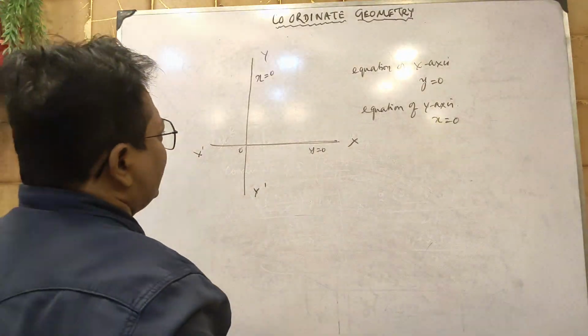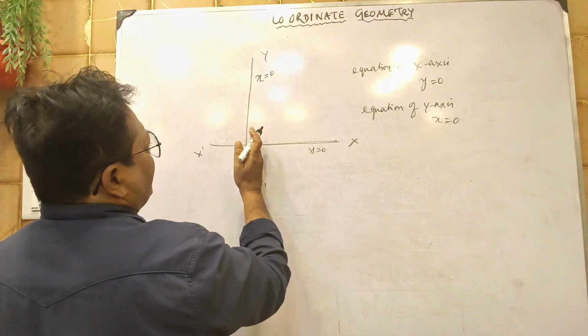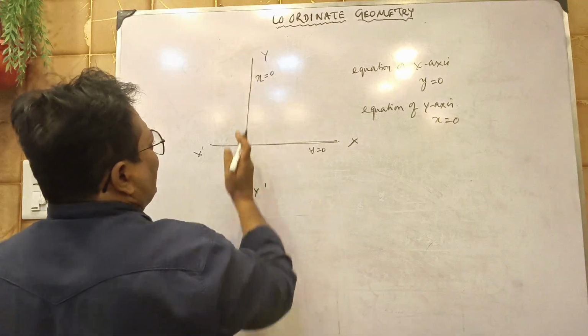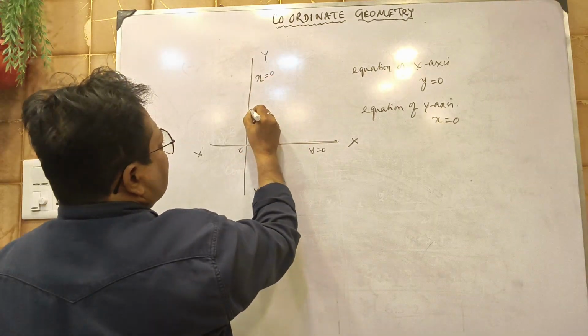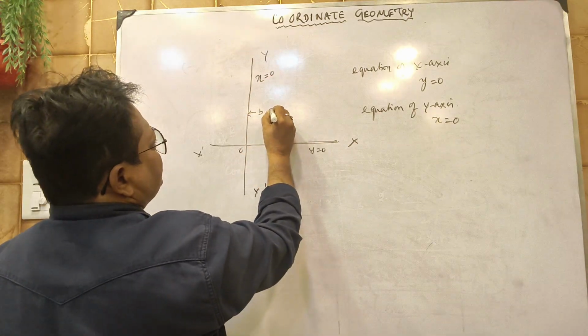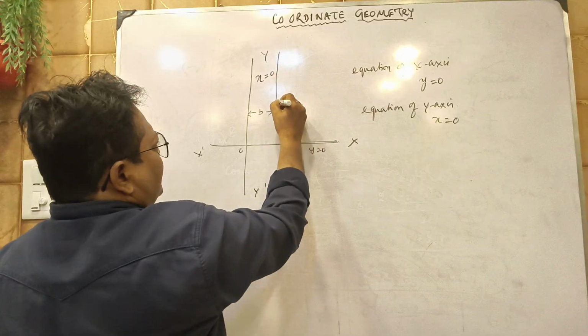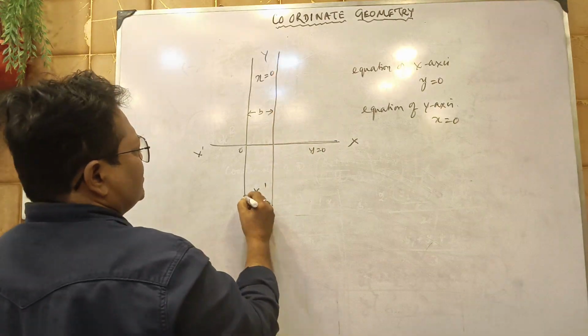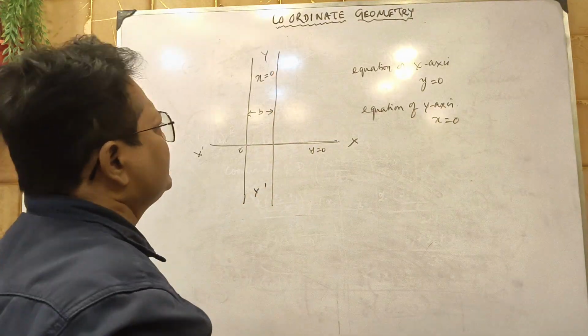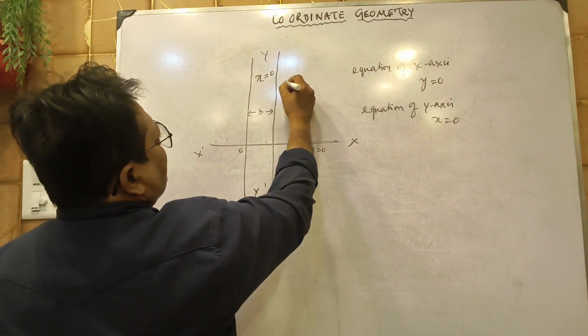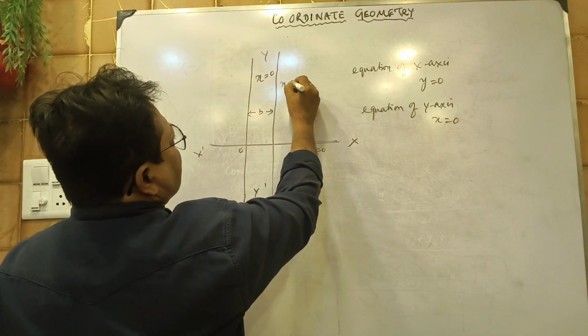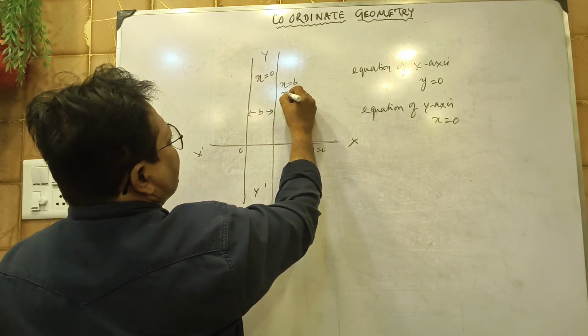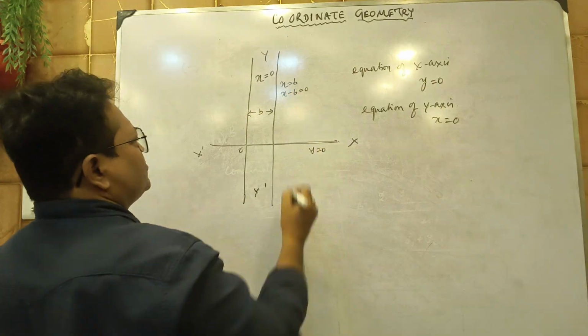Now, any line at the right side of the y-axis, suppose at a distance b and parallel to the y-axis, what will be its equation? It will be x equal to b. That is, x minus b equal to 0.